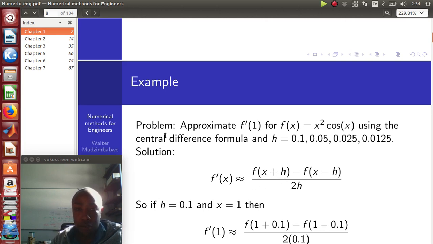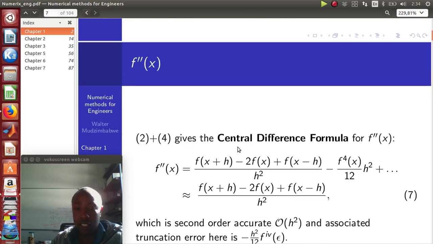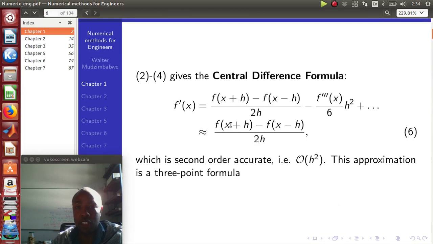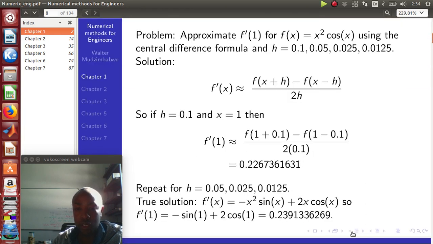The central difference formula is this one. Remember, we are finding f prime. This is the central difference formula. Okay, so we're going to use this formula, which is 6. It is what you have here. We pick an h like this. This is small, and then we are finding it at x equal to 1. So our x is 1, h is this. We substitute and simplify. Remember, the f is this. You do that, you simplify, you get that.